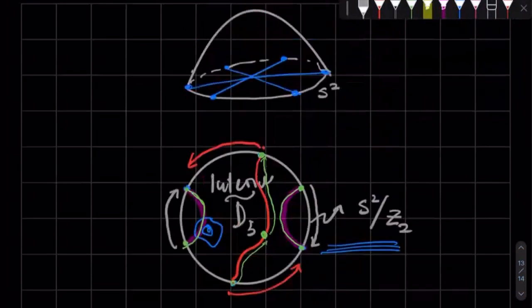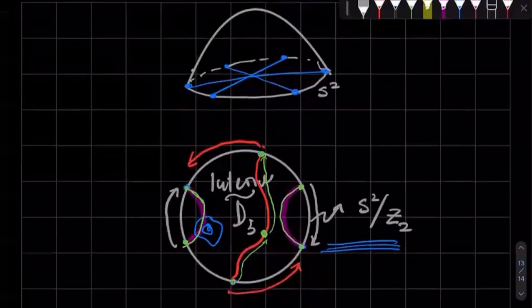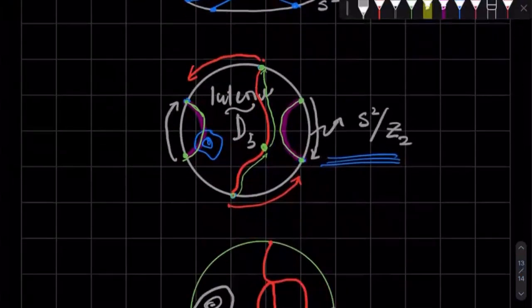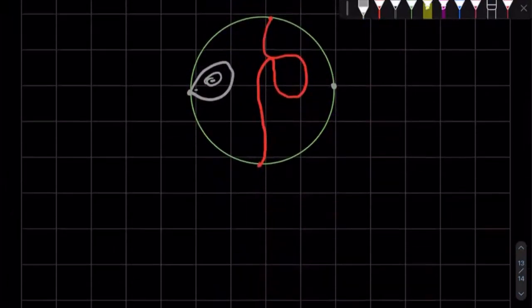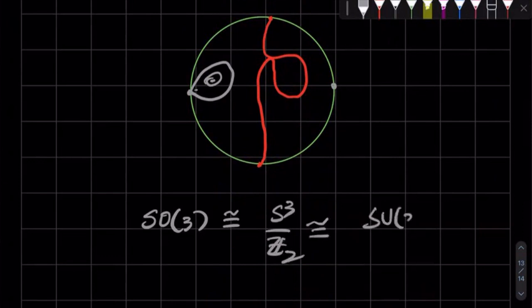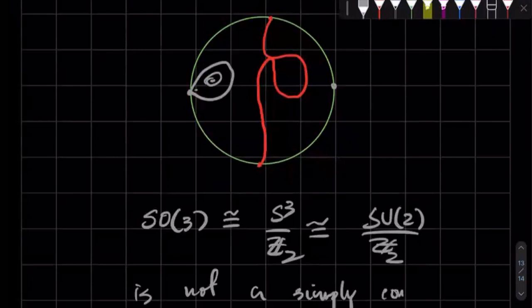So this means that there are 2 kinds of loops in this manifold. One which can be shrunk to a point, and one which cannot be shrunk to a point. So that means that SO3, which is S3 over Z2, also known as SU2 over Z2, is not a simply connected manifold.